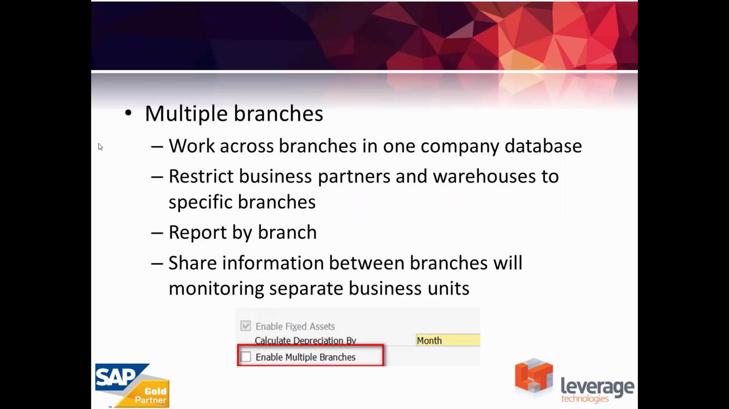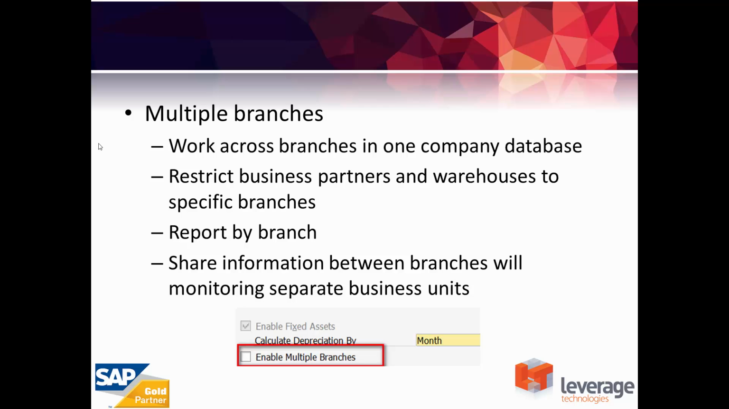Okay. Multiple branches, this is not intended to replace the intercompany module in SAP Business One. Multiple branches is more if you, for example, have a company with multiple branches in each state and you want to run them in one company database, but you want to be able to work across the branches. So in some elements, I want to restrict some elements like business partners just to one branch. I want to be able to report on branch, so P&L by branch.